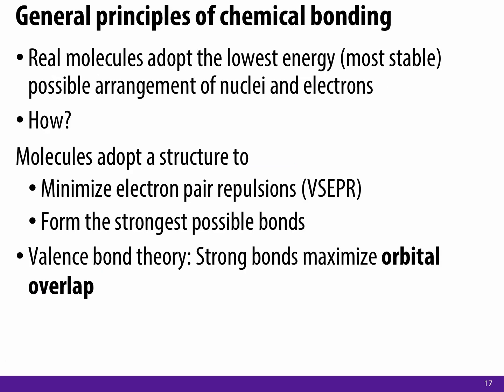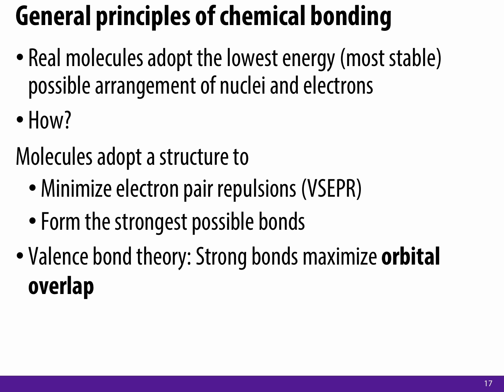These apply to both theories. Real molecules adopt the lowest energy or most stable possible arrangement of nuclei and electrons. But how is that? Well, they're going to adopt a structure to minimize those electron pair repulsions. That's VSEPR theory, which we've looked at already. Keep those pairs of electrons as far apart as possible. They'll repel to make the characteristic electron geometry shapes: linear, trigonal planar, tetrahedral, and so forth.